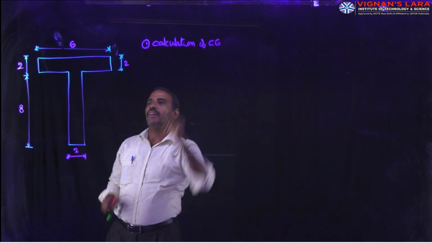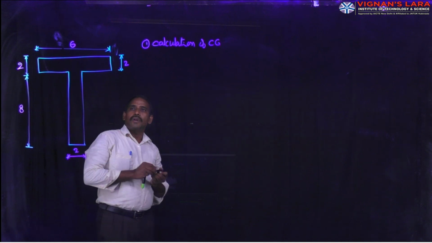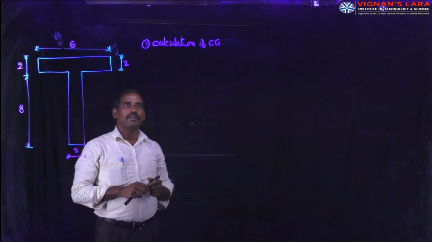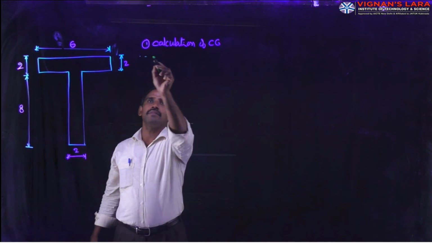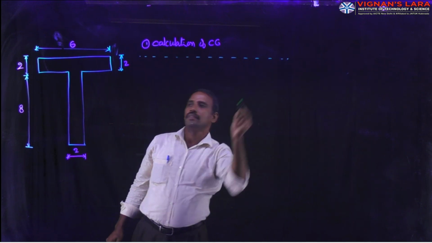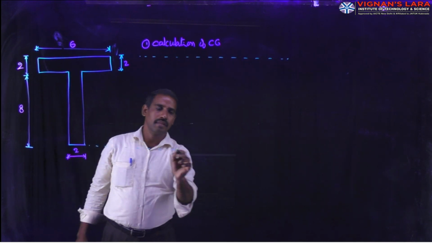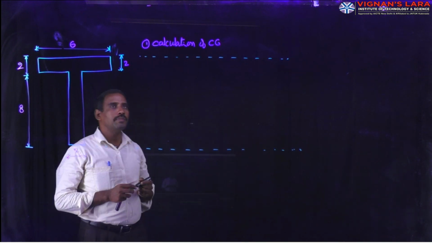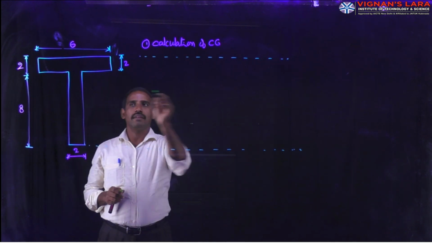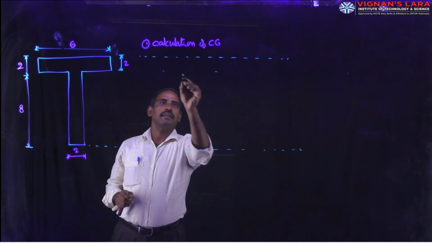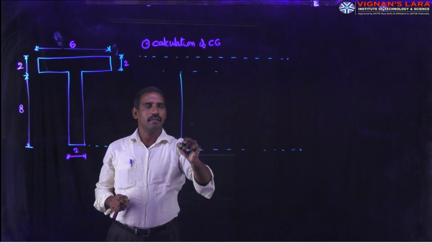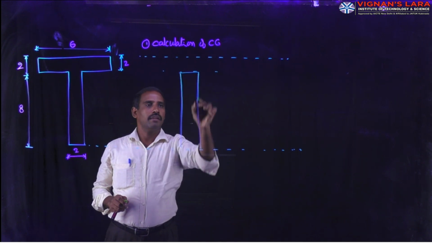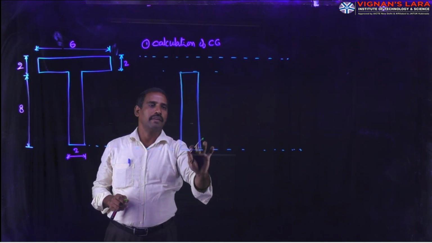CG. Whenever the problem is given in such a way that it is called a composite section, that composite section is split up into a number of regular shapes for the calculation purpose. Here I would like to split up the T section into two parts. The first part is the web. This is the web, in a rectangular shape, element 1.